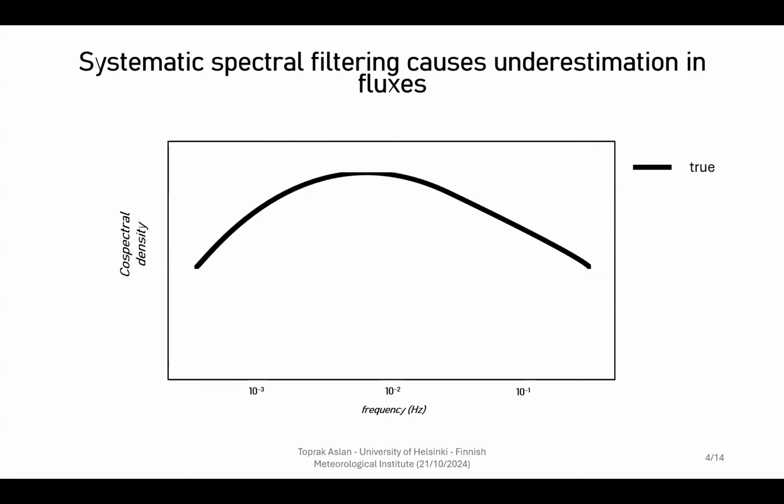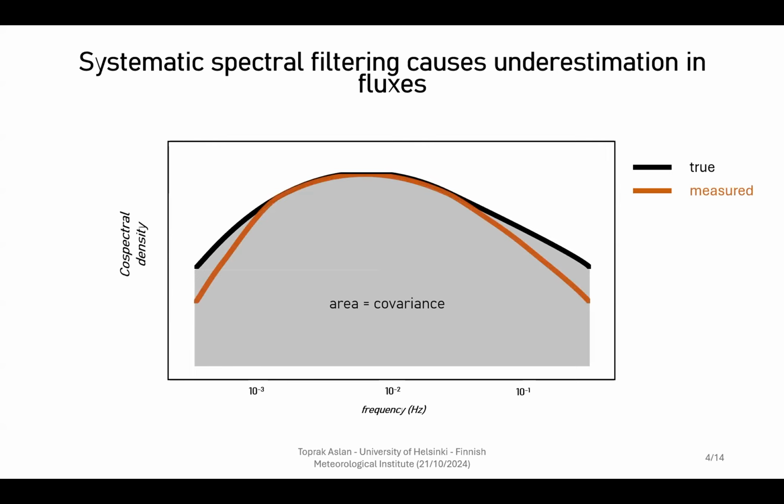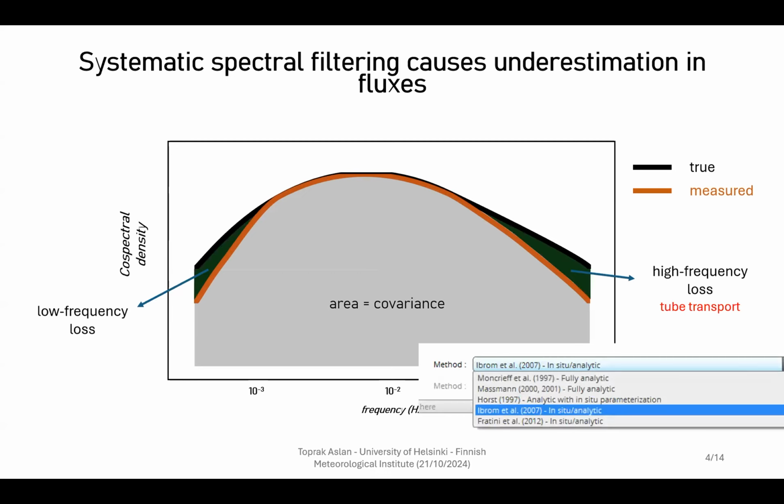But shortly on frequency response correction, this step corrects the flux loss caused by systematic spectral filtering. Here in the figure, we see the gas cospectra, and this cospectra we would like to measure. The area under this curve gives us covariance, but the measured spectra is an attenuated version of it. It is filtered both in the low and high frequency parts. There are different reasons responsible for the loss in different regions. But for gases measured with the closed path setup, the main reason for high frequency losses is tube transport.